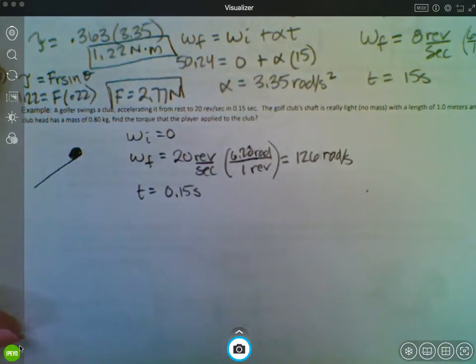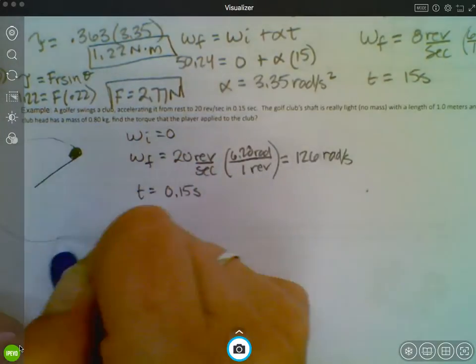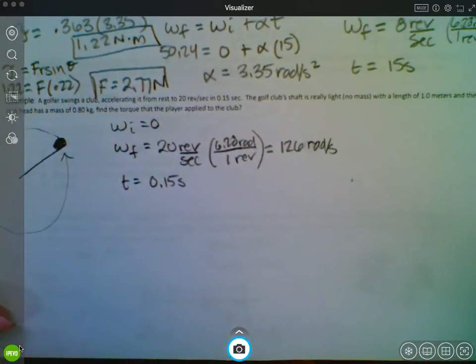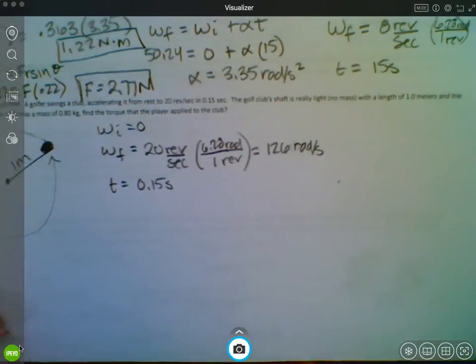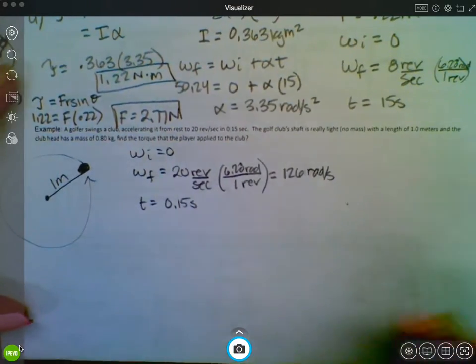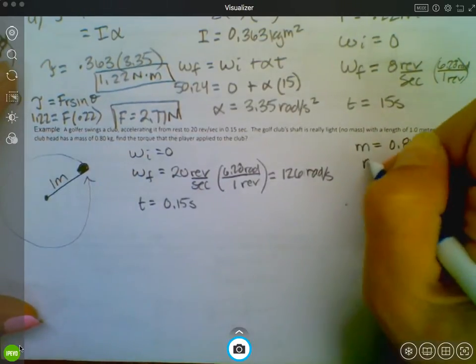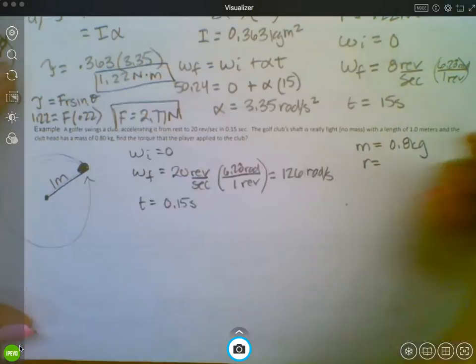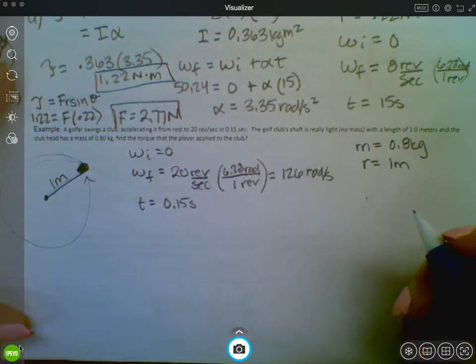The golf club shaft is really light, no mass. Okay, so that means we don't include it in the moment of inertia. So this thing is like rotating around like this. It has a length of 1 meter. Okay. And the club head has a mass of 0.8 kilograms. The radius of the circle, you can see if this club swings around, the radius of the circle is equal to the 1 meter. Okay. Find the torque that the player applied.